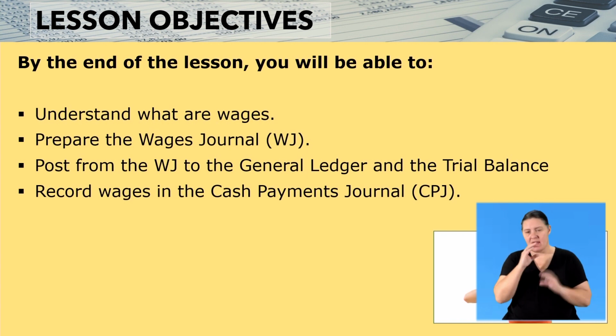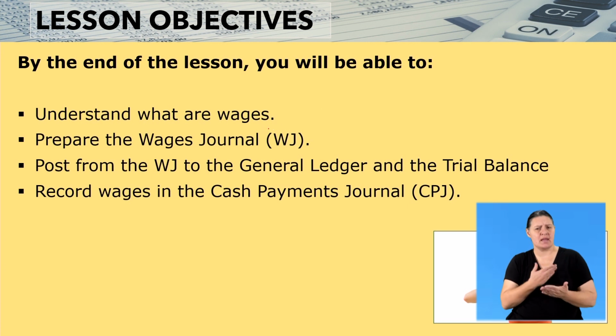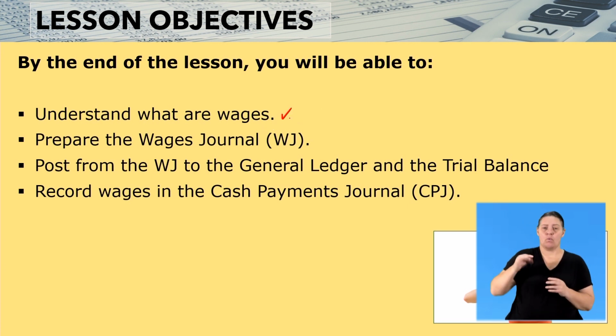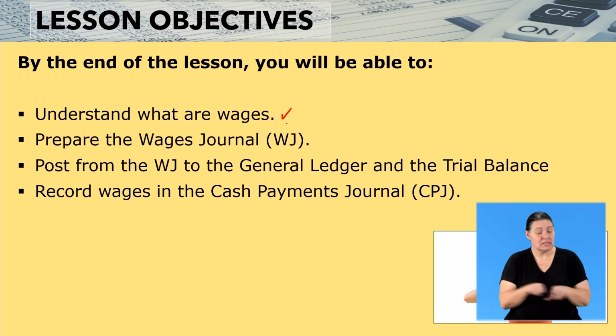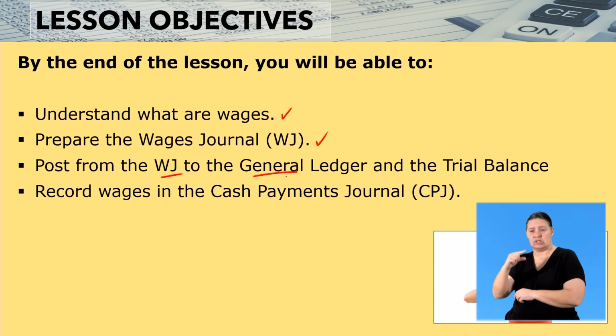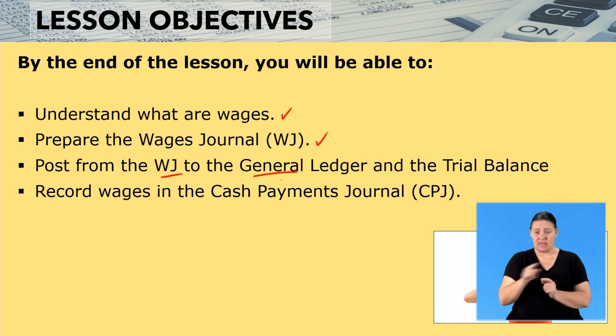Here are the lesson objectives for today's class. By the end of this lesson, you will be able to understand what wages are. You will also be able to prepare a wages journal. You should be able to post from the wages journal to the general ledger. And then we will record wages in the CPJ.